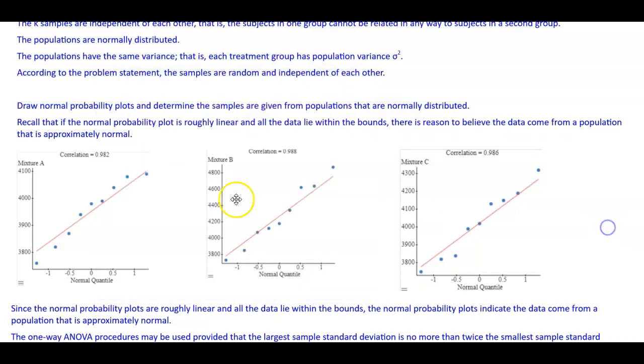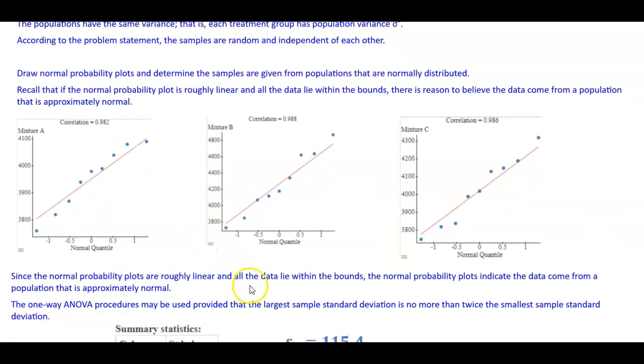Okay, now, since the normal probability plots are roughly linear and all the data lie within the bounds, the normal probability plots indicate that data come from a population that is approximately normal. Now, the one-way ANOVA procedures may be used provided that the largest sample standard deviation is no more than twice the smallest sample standard deviation.